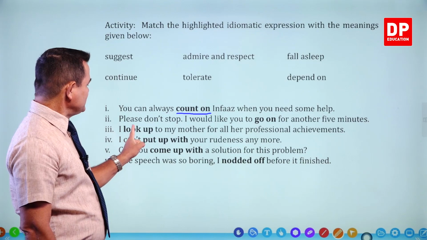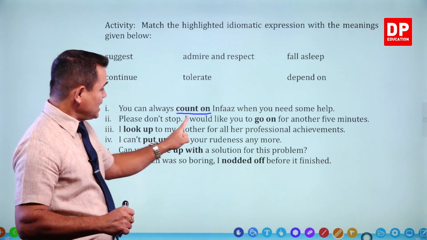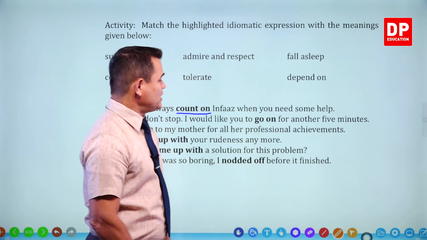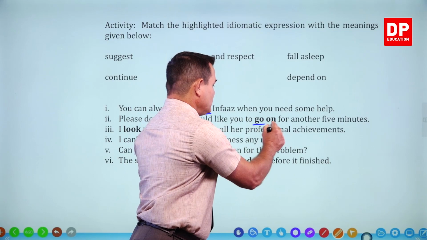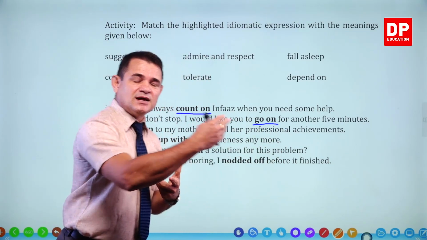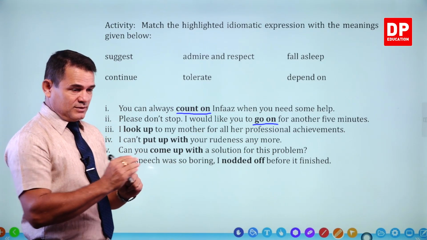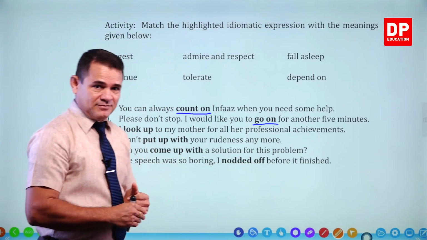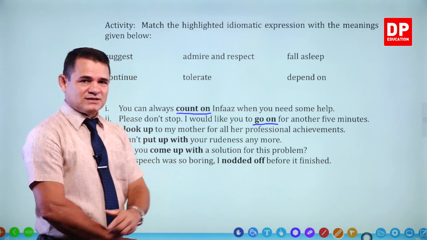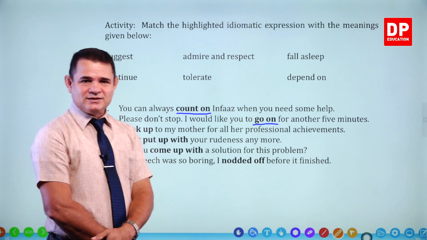Second one: please don't stop. I would like you to go on for another 5 minutes. Go on for another 5 minutes. Please don't stop. Keep doing it for another 5 minutes. We said that with these words. Which word gives the meaning? Now you can do it.